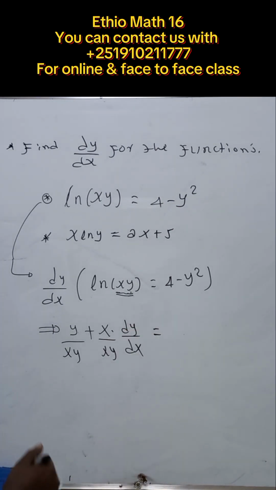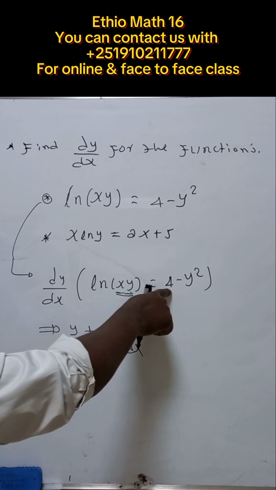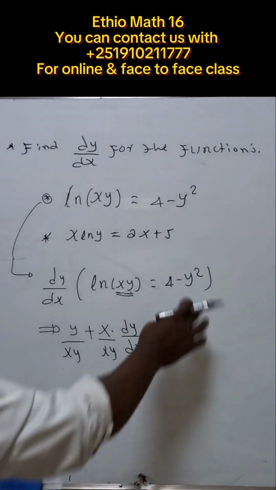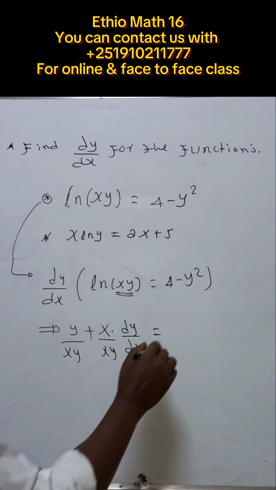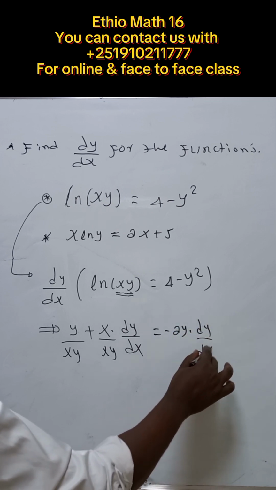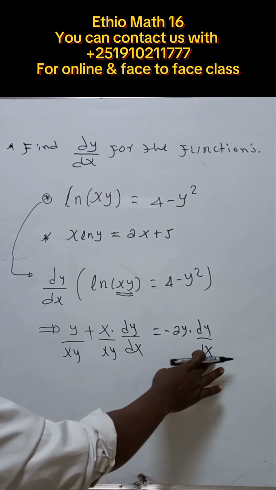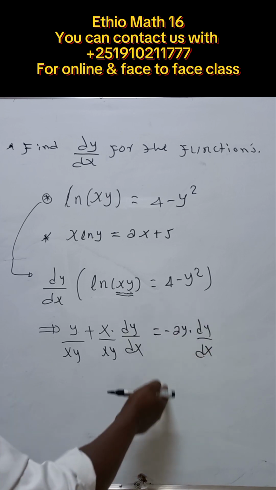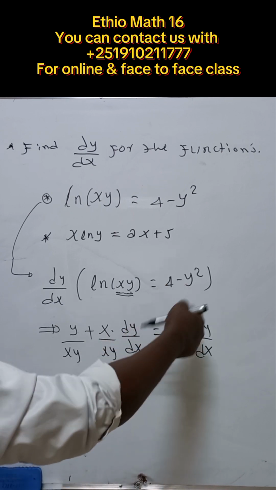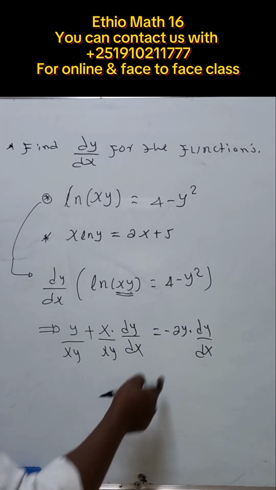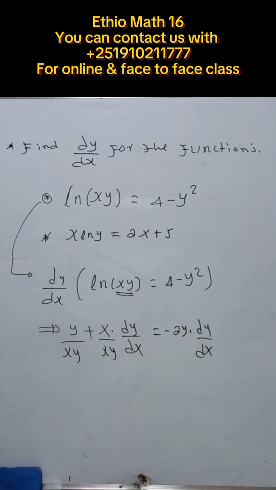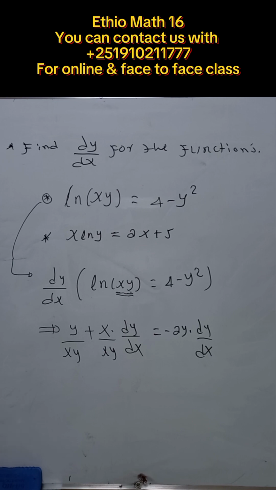Again, the derivative of the right side with respect to x: the derivative of any constant is always 0, minus the derivative of y squared with respect to x, which is minus 2y times dy/dx. Do you know the reason why we use dy/dx? Because y is a function, and we are asked to find the derivative of this with respect to x, so we need to write dy/dx again. So let's calculate like terms together.